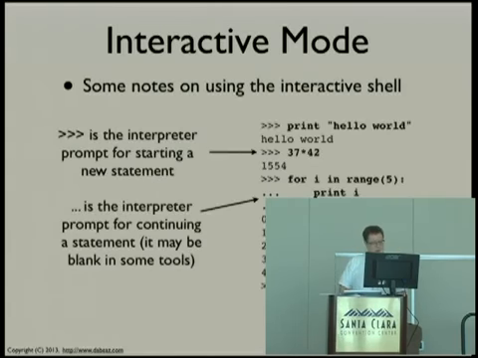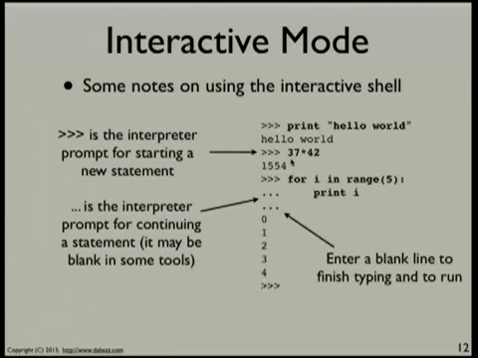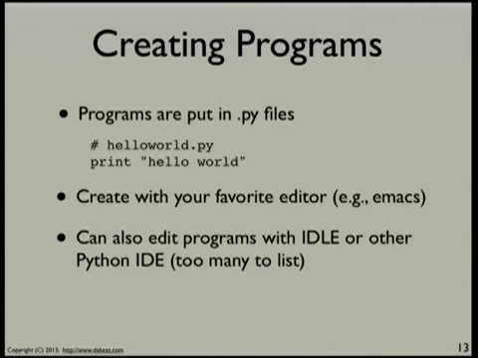A few little notes about the interactive mode. Triple greater than is just the prompt, Python telling you, hey, type a command. If for some reason you get triple dots or blanks and it's not doing anything, it usually means it wants you to keep typing what you started. It's like saying, you're on multiple lines, you need to keep typing. You do that, and then you hit a blank line to get it to run.